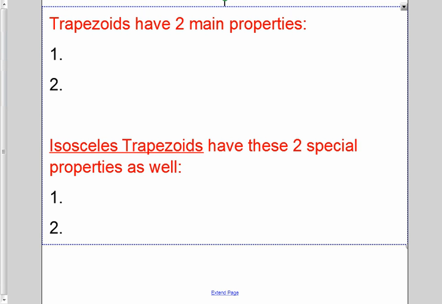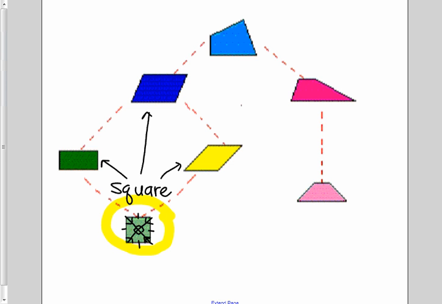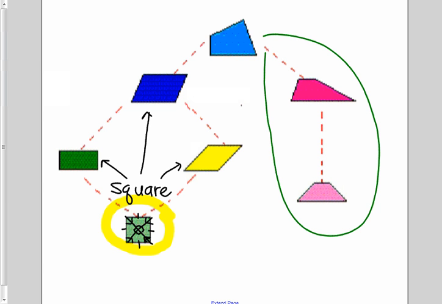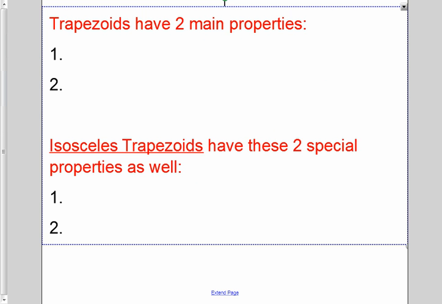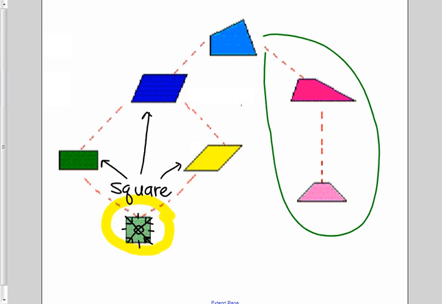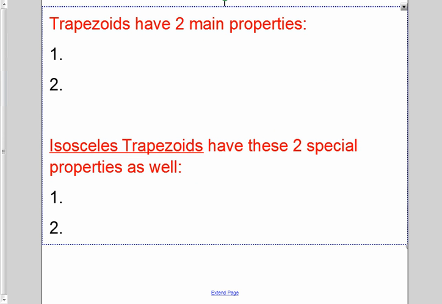Okay, last part here, trapezoid. The trapezoid was on the other side of the quadrilateral family, right? So this is what we're going to talk about next. Trapezoids have two main properties. They do not have the same properties as a parallelogram, rectangle, rhombus, or square. They have their own separate set of properties, so you want to make sure you understand that. With trapezoids, they have two main properties here. The first property, we know that they have one set of parallel lines. That's what we're going to write here.